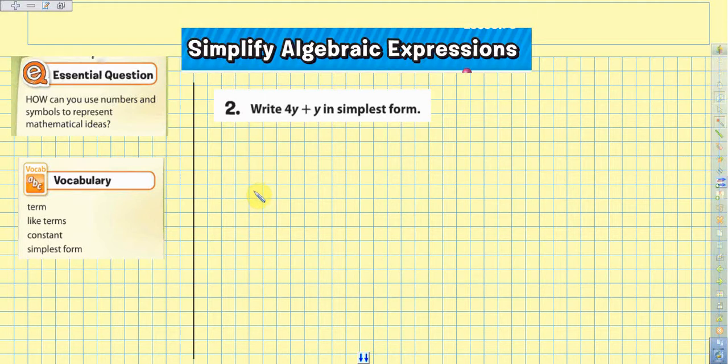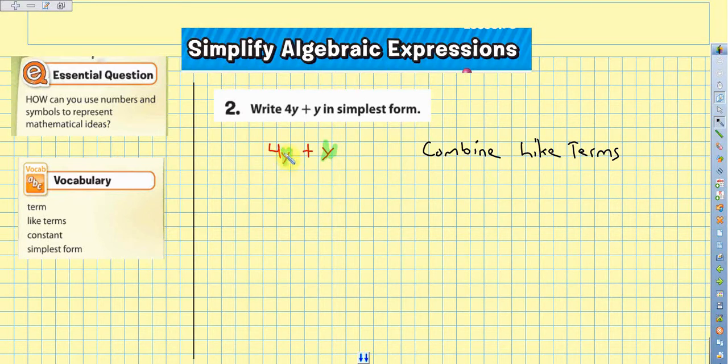Hi, welcome back. So what we're going to do now is we are going to take this problem and simplify it. We're going to take this expression and we're going to simplify it. We have 4y plus y. And the way we're going to do that is we are going to combine like terms. There's only 2 terms. So we're going to combine all of the like terms. There's only 2, and they're both like because they both have a y.